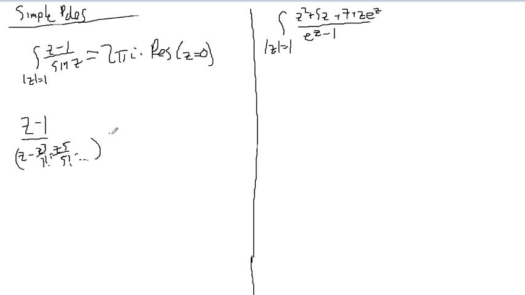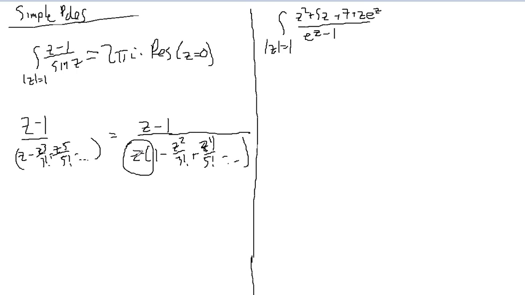I'm not going to do anything to the top, but I can factor a z out of the denominator, and I'm left with 1 minus z squared over 3 factorial plus z to the 4th over 5 factorial minus and so on. So I only have one z out there, and if I plug in 0 into this, I get 1 minus 0 plus 0 minus 0, which is non-zero. So this has a zero of multiplicity 1 here.